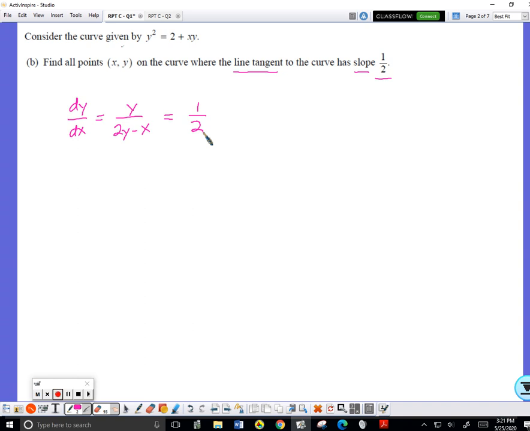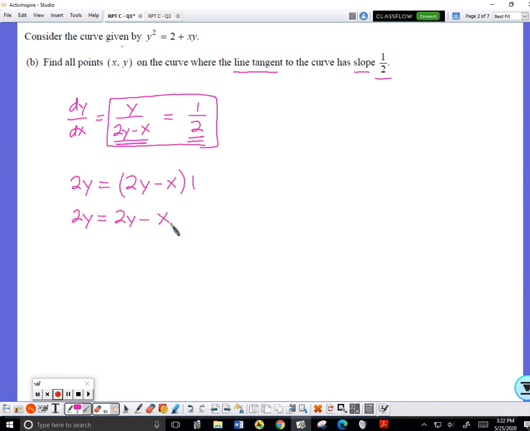So that has to be a place where the y coordinate, so we have to try and see if we can solve this equation. So I'm going to multiply both sides by 2y minus x and multiply both sides by 2. That will give me this formula. Or 2y is equal to 2y subtract x, like that. Conveniently, when I move this to the other side, I get 2y subtract 2y is equal to negative x. So 0 is equal to negative x. Multiply both sides by a negative 1. x is equal to 0.